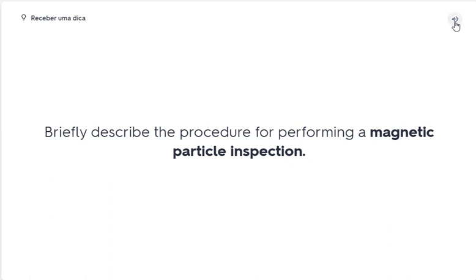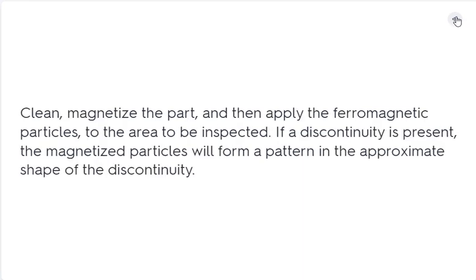Briefly describe the procedure for performing a magnetic particle inspection. Clean, magnetize the part and then apply the ferromagnetic particles to the area to be inspected. If a discontinuity is present, the magnetized particles will form a pattern in the approximate shape of the discontinuity.